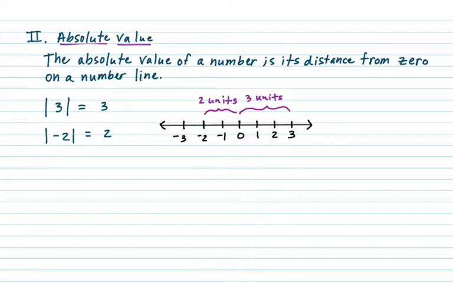So if you have the absolute value of 3, why does that equal 3? Well, because the absolute value of a number is its distance from 0 on a number line. So 3, notice, is 3 units from 0 on the number line, and that's why the absolute value of 3 is 3. The absolute value of negative 2 is 2 because, as you can see, negative 2 is 2 units from 0 on the number line. Since we're talking about distances here, the absolute value of a number is always going to be positive.